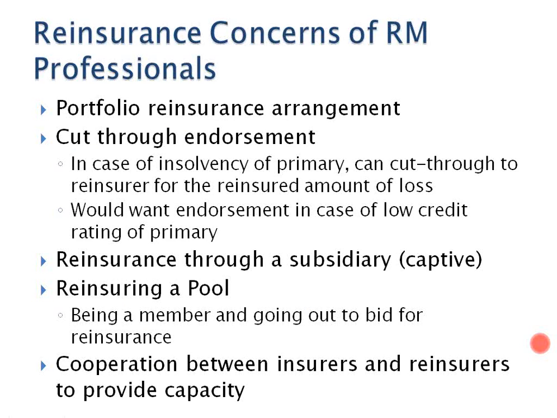When we talk about portfolio reinsurance arrangement in this case, that would be the LPT. This is more of the details. The cut-through: in case of insolvency of a primary, we cut through to the reinsurer, and you'd want an endorsement in case of low credit rating of the primary, or again, there might be an exclusion there. Reinsurance through a subsidiary, talking about a captive, and reinsuring a pool. So basically, just more details on what I just provided there.